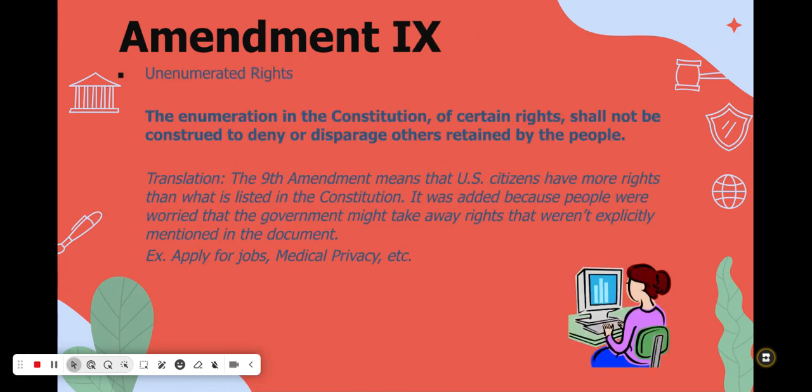9 and 10. So 9 basically says you have more rights than are present. So like applying for jobs, medical privacy, etc. They said that there are more rights that exist than are listed in the Bill of Rights. Just know there are a few more things out there.